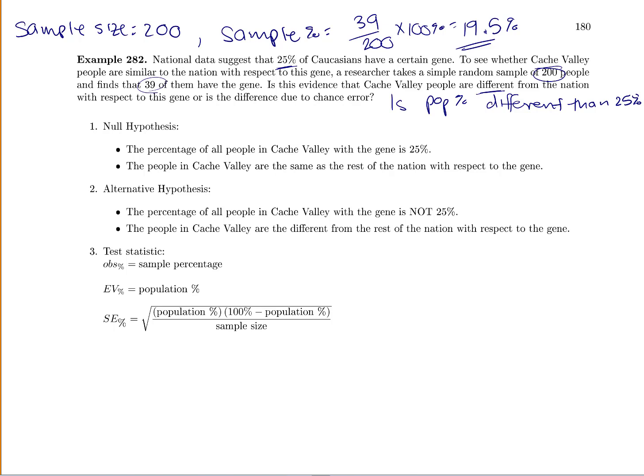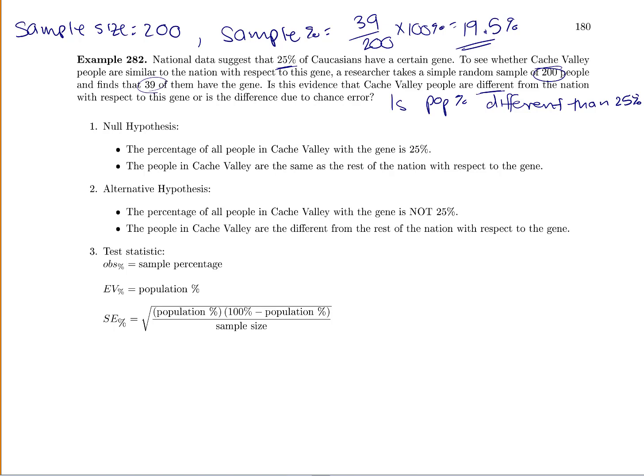Now let's go through our steps. I took the time to go ahead and type out the null and alternative hypotheses here because you could word it two different ways. All of these just kind of mean the same thing, but remember again, I'm not the one that writes the exam, so you want to make sure that you can recognize different ways she might write it. So you could say the percentage of all people in Cache Valley with the gene is 25%. So remember the null is always like equals, it's always the status quo, nothing interesting.